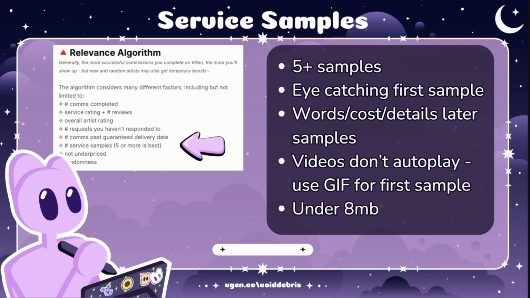Also, importantly, videos don't autoplay. So if you're doing something that has animation, use a GIF for your first sample. Even if it's just a 2-second GIF, it will be more likely to have people come in and view the second or third sample that might have your full video. And lastly, it has to be under 8 megabytes. For this, I recommend compressing.